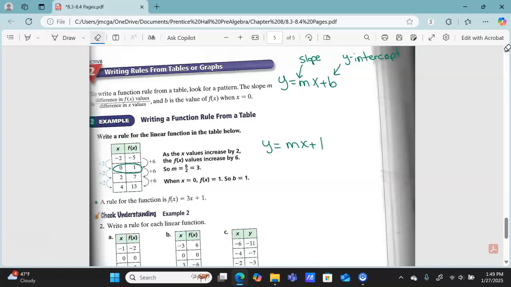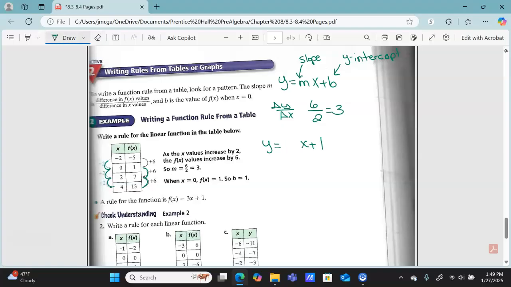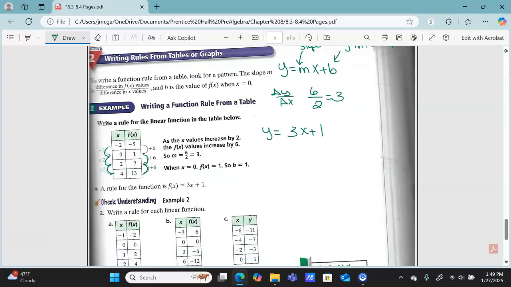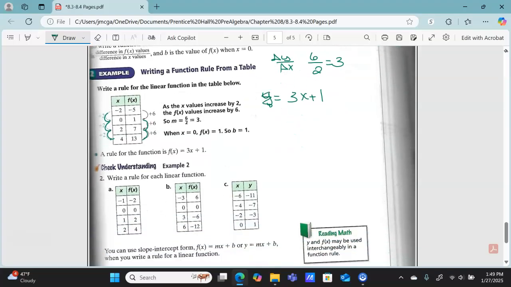The next thing I need is the slope, which is the change in y over change in x. Well, the y's from 1 to 7 go up by 6, 7 to 13 they went up by 6, while the x's went up by 2. So the slope is 3. And so I can replace that with a 3. Let's look at these here. And by the way, this could be y. It should probably be f of x since that's an f of x there. Again, I'm not stressing over that.